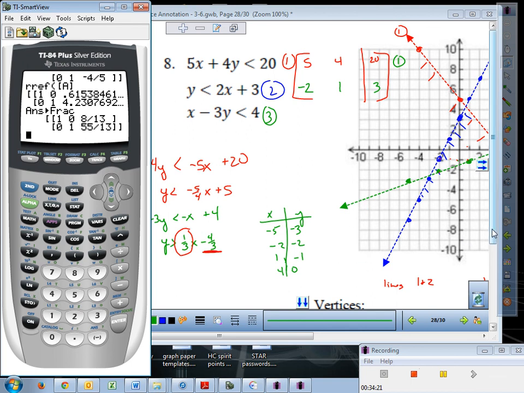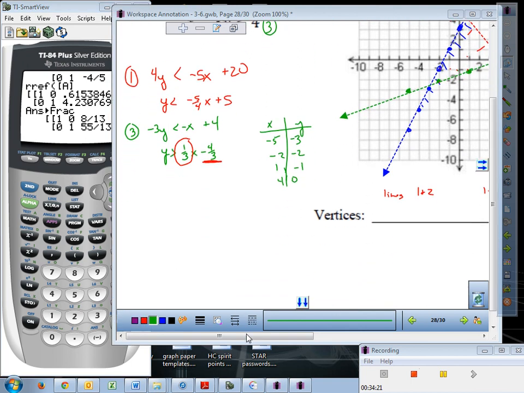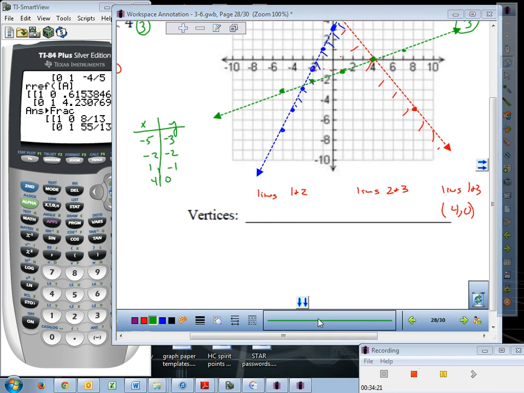So let me find where my vertice answer spot was supposed to be. Which lines were these again? Oh man, I forget. Which lines were these? 1 and 2. So my x value was 8/13, and my y value was 55/13. I'm not going to make you write that reduced row echelon form matrix down on these simple ones because we know we're getting an answer. It's good enough.